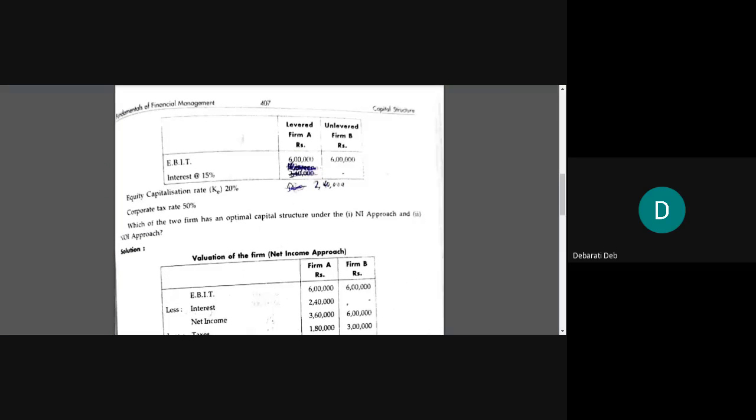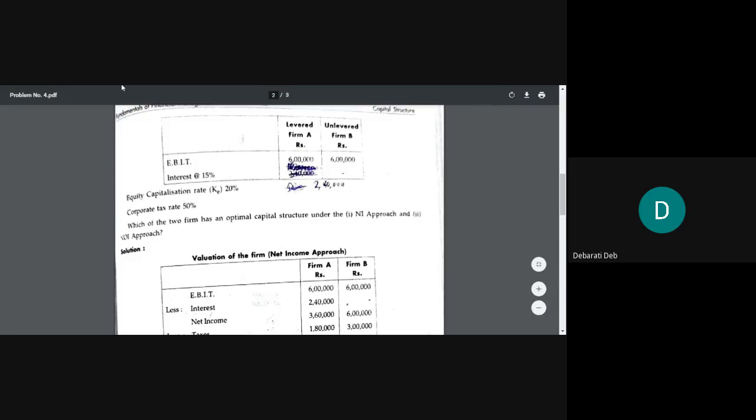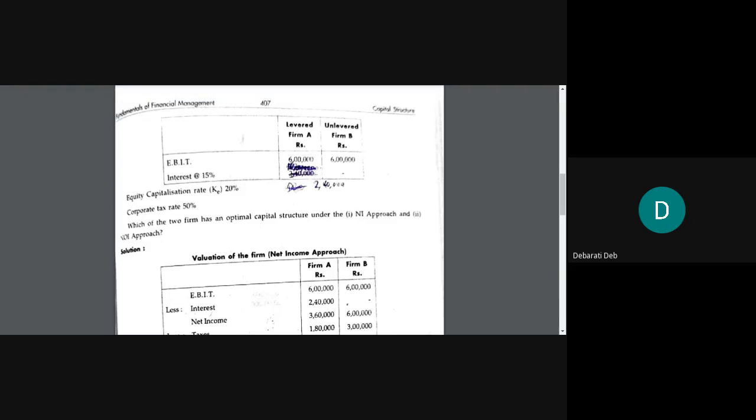Now in this problem you are asked to find out the value of the firms A and B belonging to the same risk class under the NI approach and the NOI approach. So these are the information given. You will not write the question now. You will write it after the class.